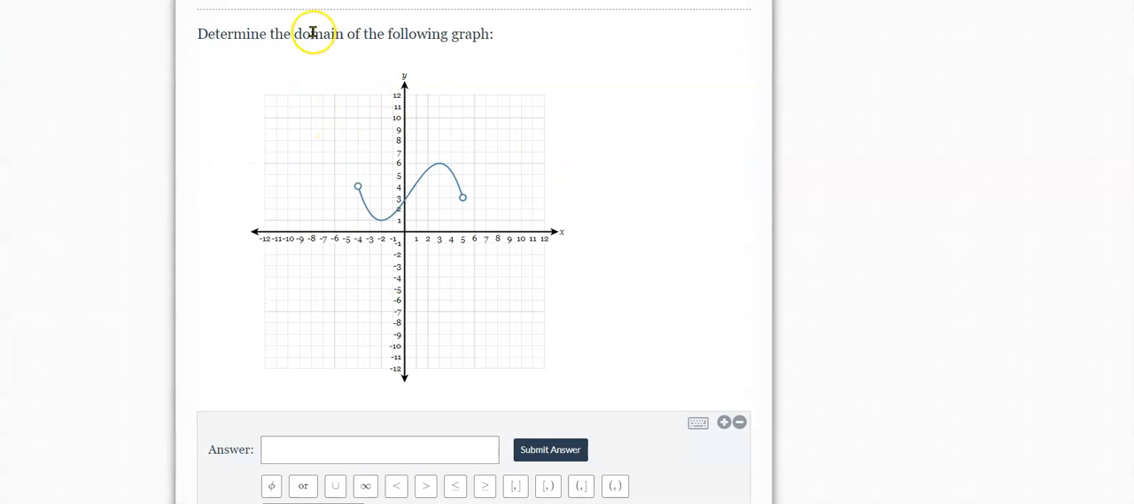One more. This one says the domain. The domain here stretches from -4 to +5. So from -4 to +5, and both of these circles are open, so I need two parentheses, from -4 to +5.